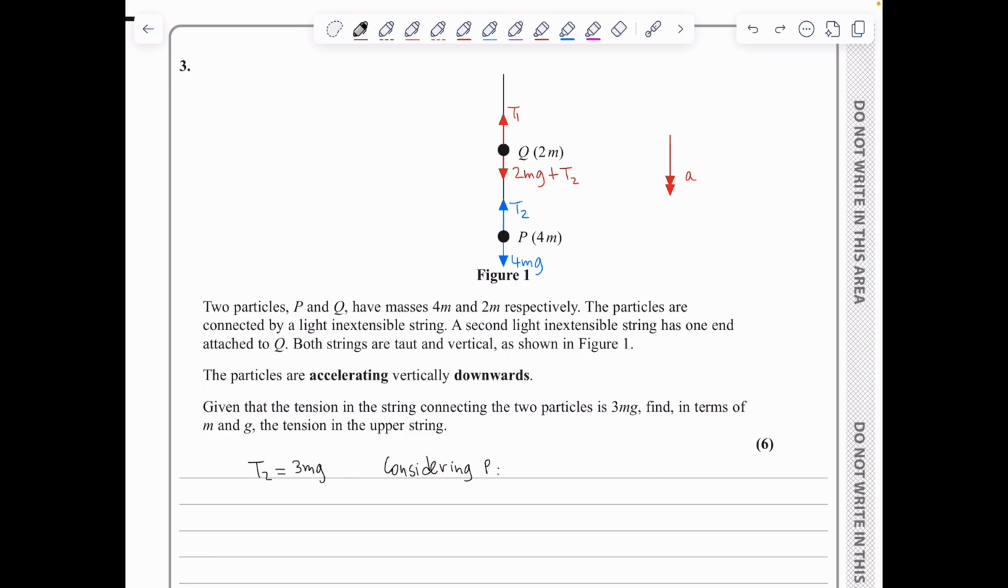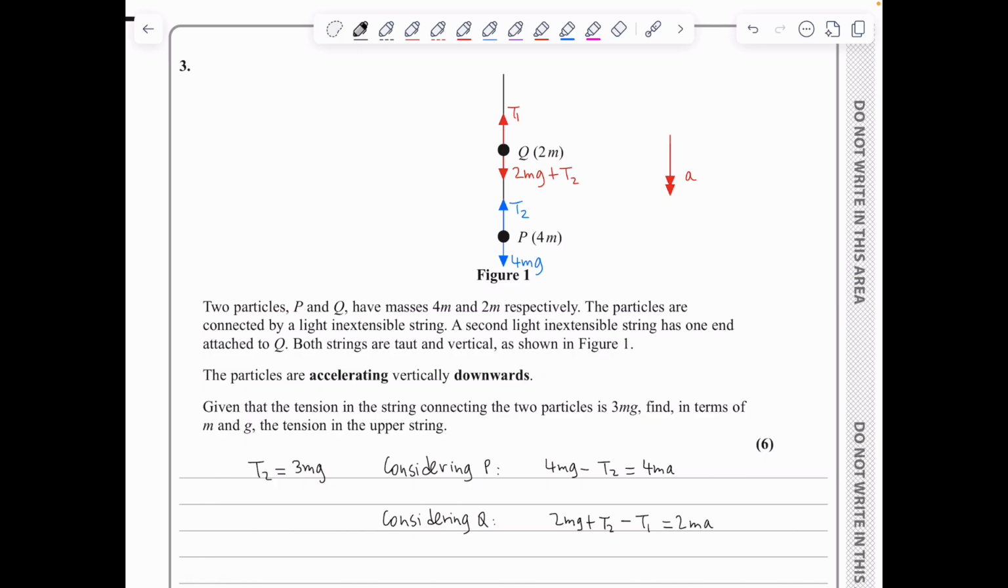So forces acting downwards, that's 4mg, minus forces acting upwards, that's T2, is equal to 4ma. That's mass times acceleration. And then considering Q, now Q is also accelerating downwards, so the forces acting downwards minus the forces acting upwards will be mass times acceleration. So we're looking at 2mg plus T2 minus T1 is equal to 2ma.